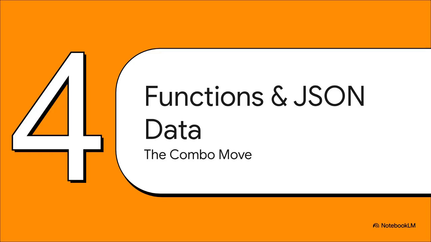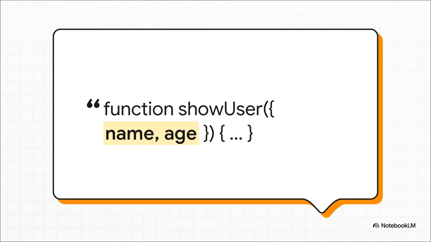All right, it is time for the combo move. Let's put these new powers to work in 2 of the most common places you'll see them, inside functions and when you're handling JSON data. This is one of my favorite uses. You can destructure an object directly in a function's parameter list.